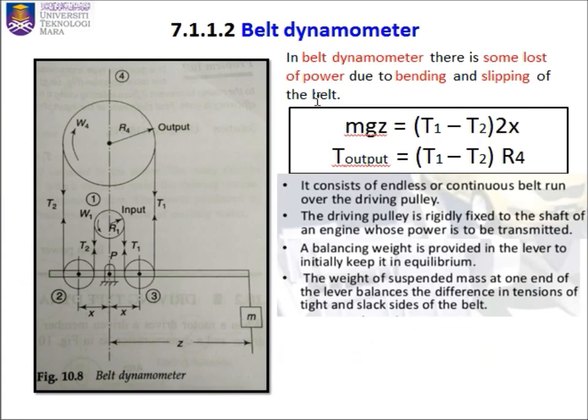So here is the formula that we use: mgz equals (T1 minus T2) times 2x. Here is the 2x. And T output equals (T1 minus T2) times R4. This is where R4 is.